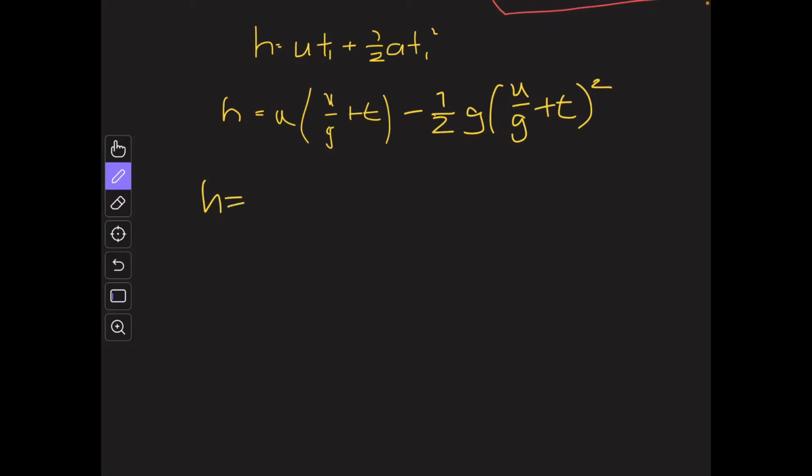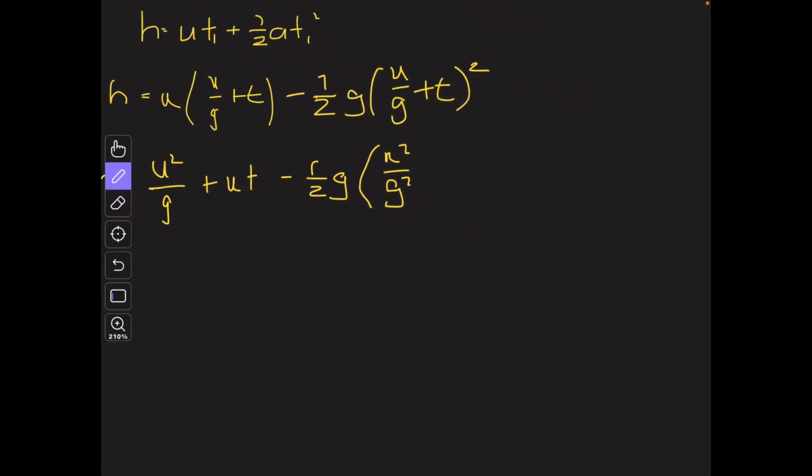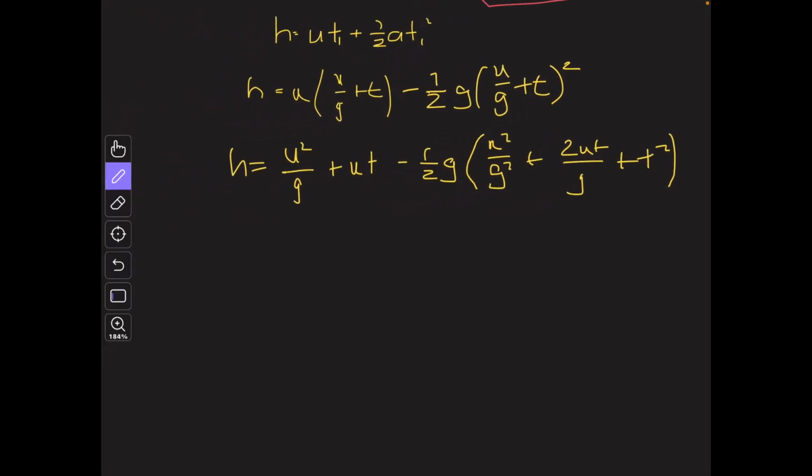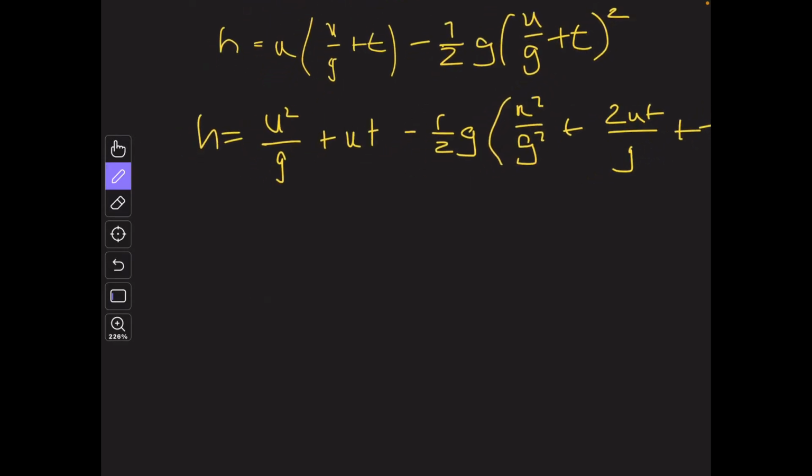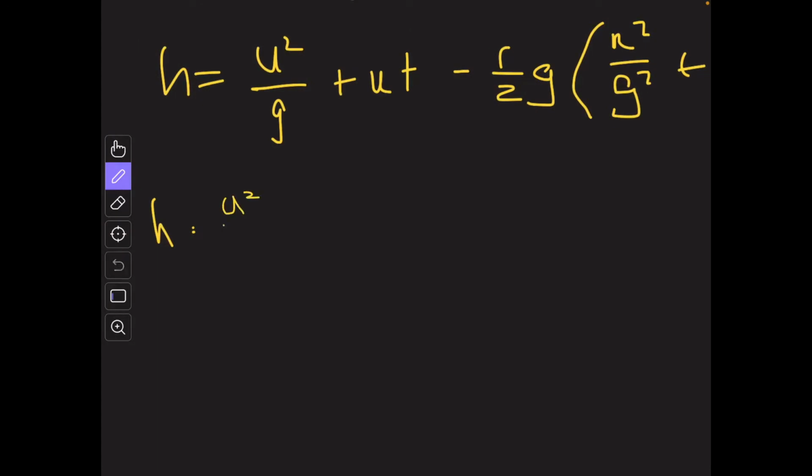h equals u squared over g plus ut minus a half g by, make sure to expand these two brackets out, but you should get u squared over g squared. Oops. Plus 2ut over g plus t squared. Again, apologies for the stylus. Try to just listen to what I'm saying as well. You can obviously write neater than I can. u squared over g plus ut.